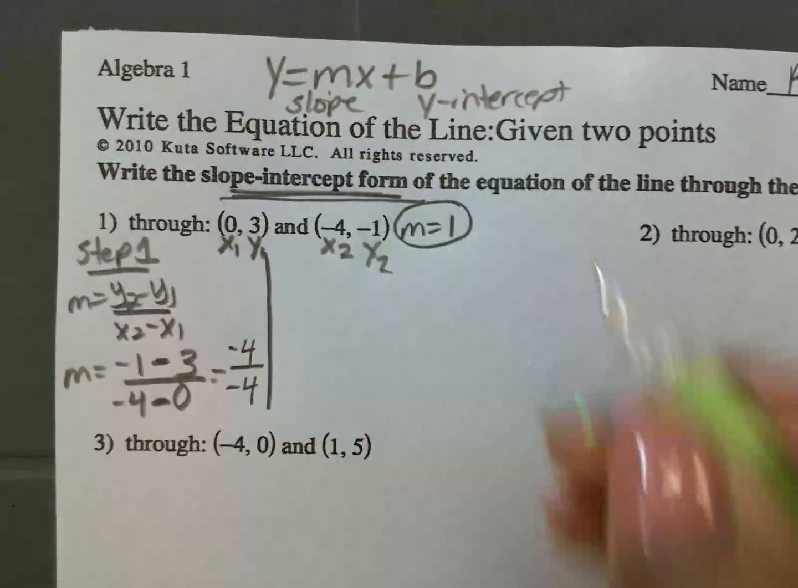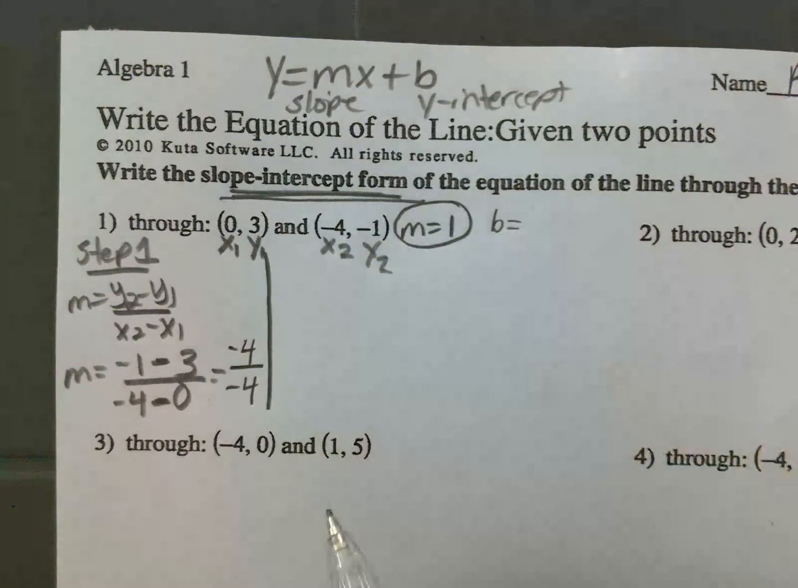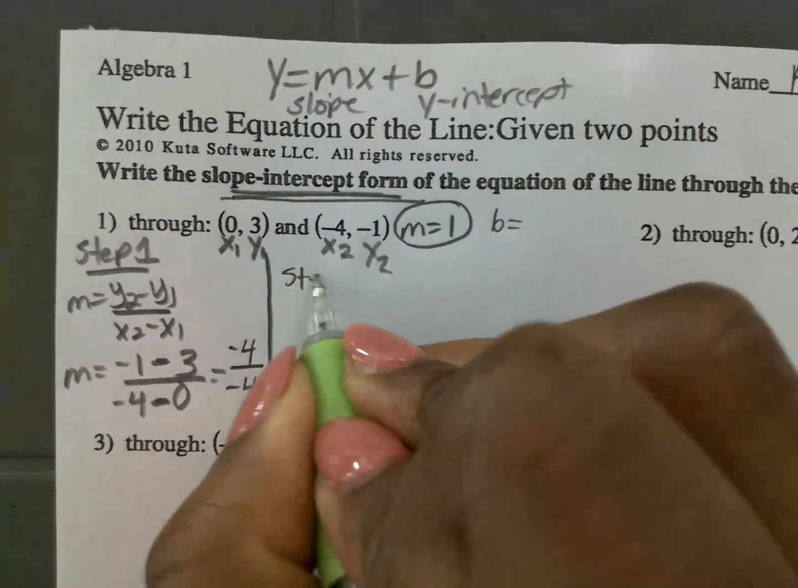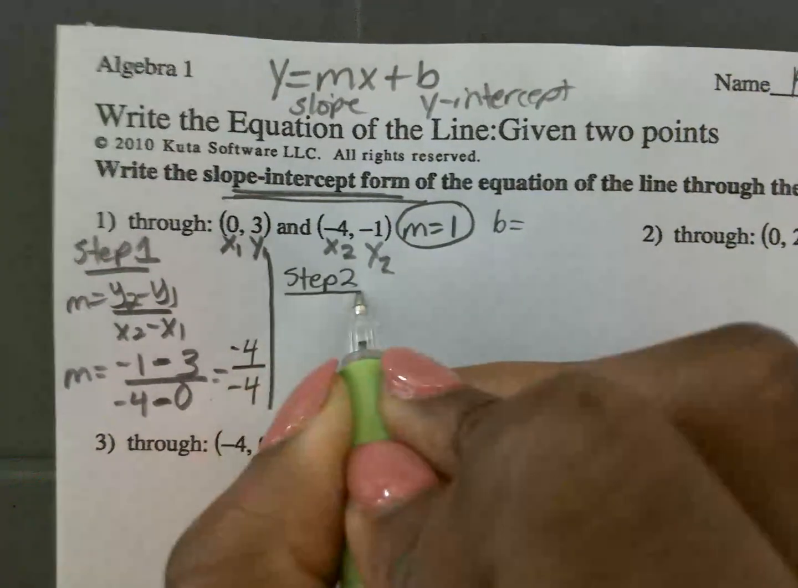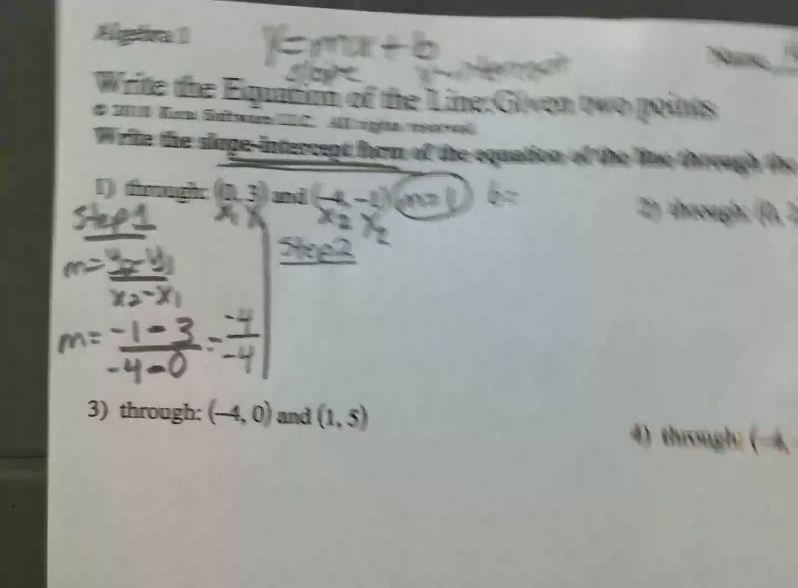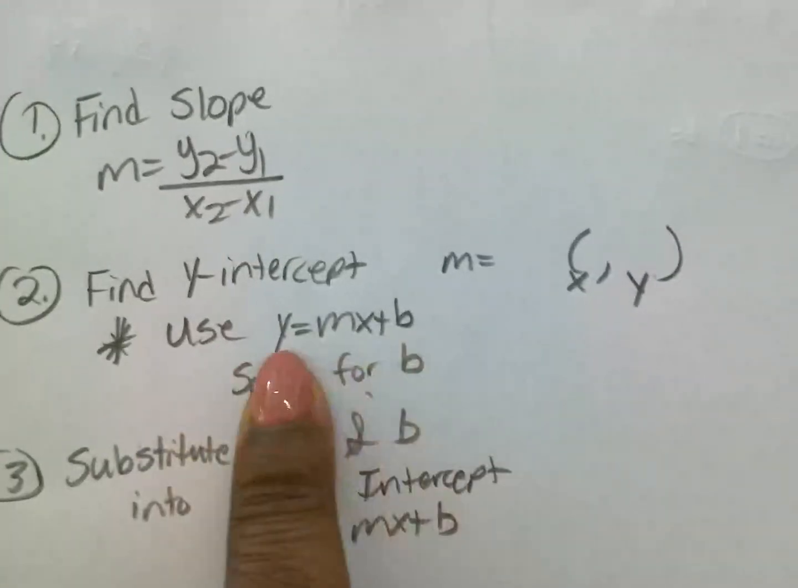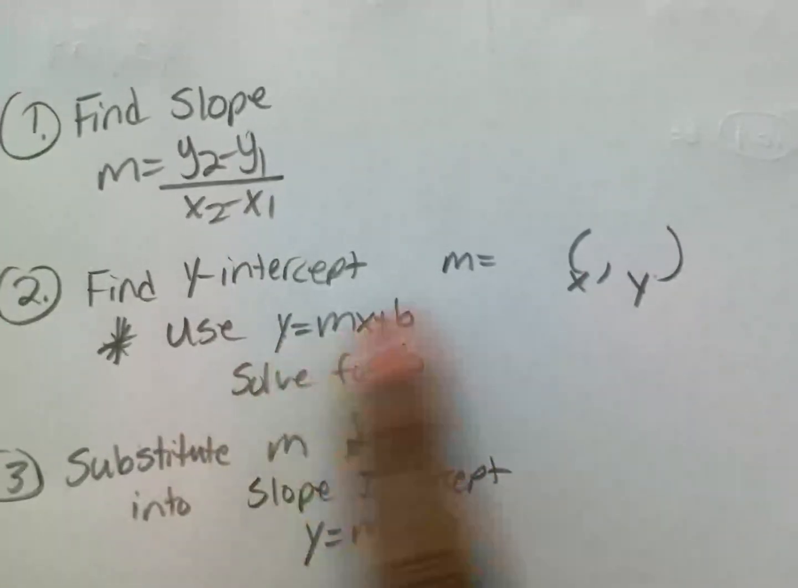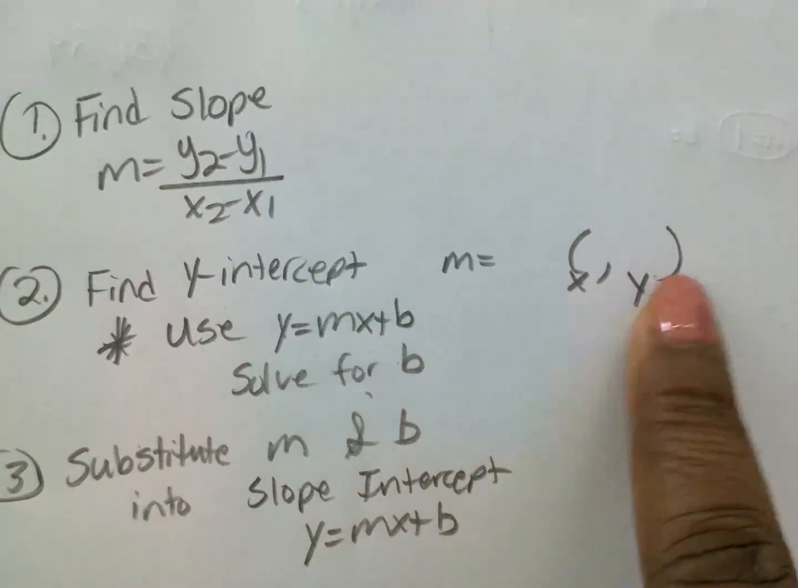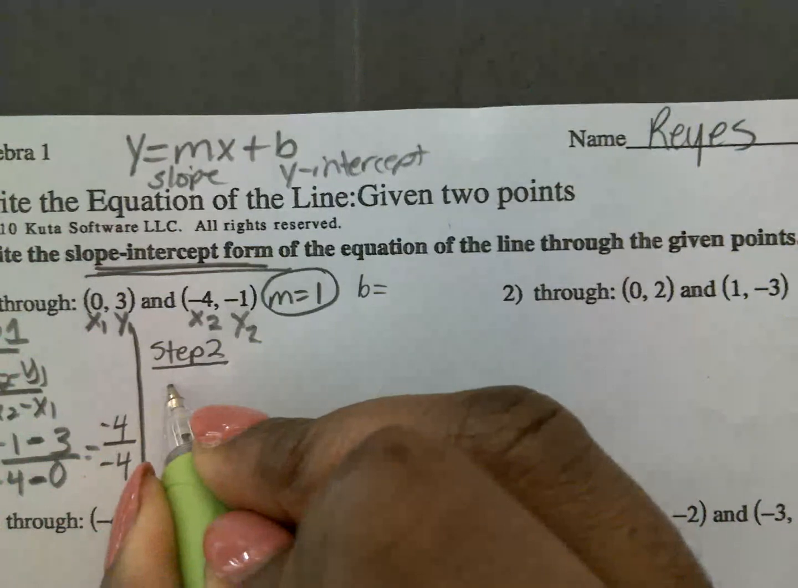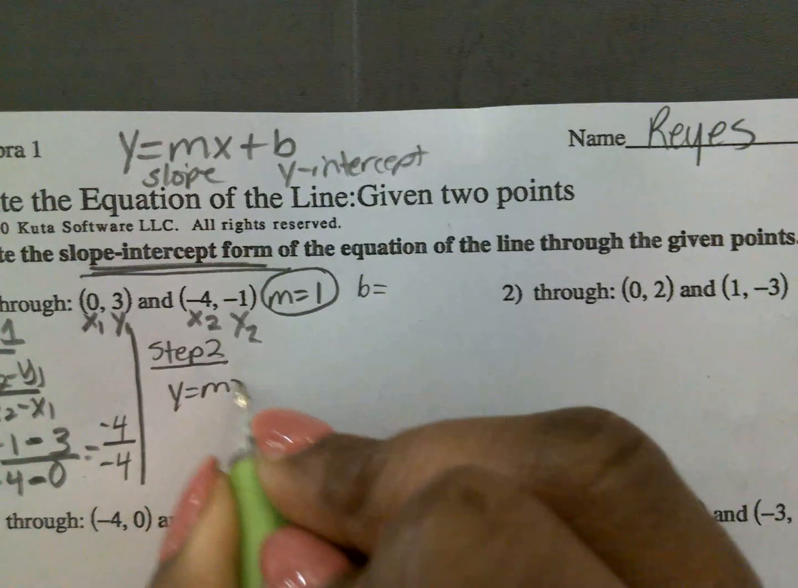So now you need to figure out what b is. So step 2, we're going to find b. So in order to find b, remember what we said here? Find b, you're going to use the slope-intercept form, y equals mx plus b. You need to know m, and you're going to pick one of those points, okay? All right, so let's do it. Let's use y equals mx plus b.